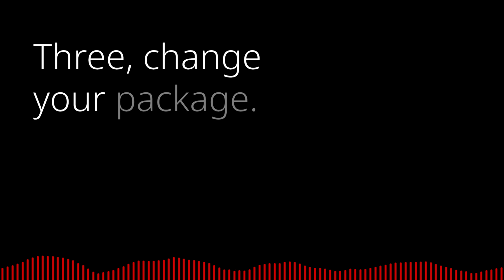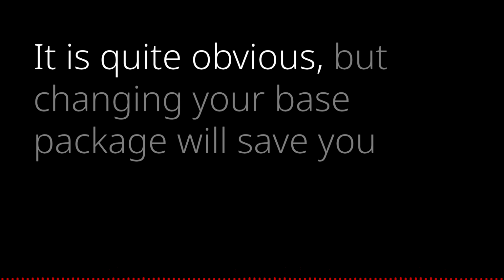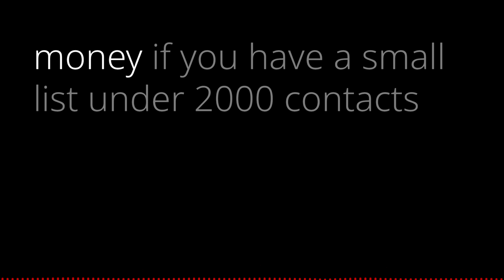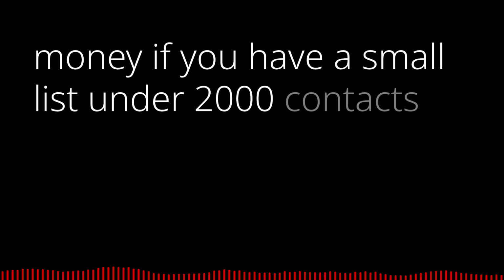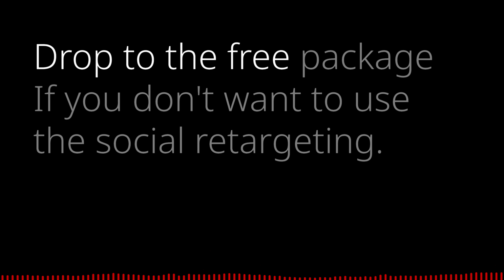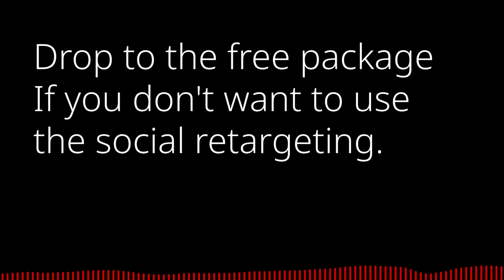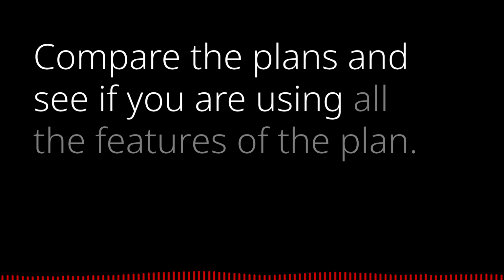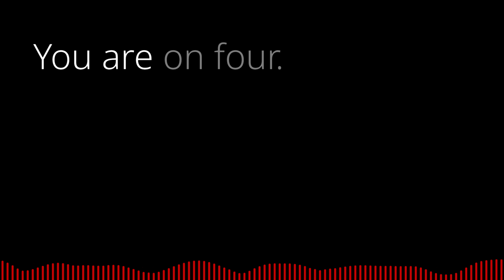3. Change your package. It is quite obvious, but changing your base package will save you money if you have a small list under 2,000 contacts and you don't need all the features of a paid service. Drop to the free package. If you don't want to use the social retargeting, drop to Essentials. Compare the plans and see if you are using all the features of the plan you are on.